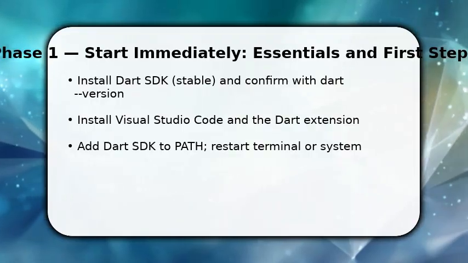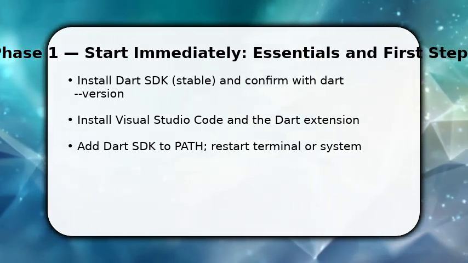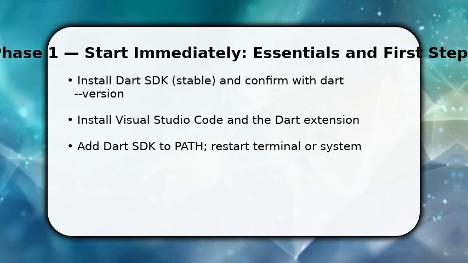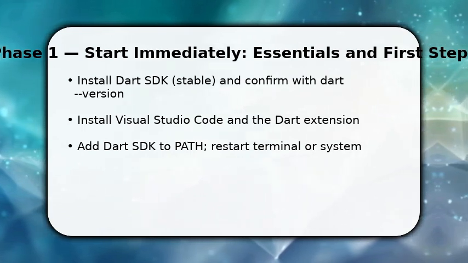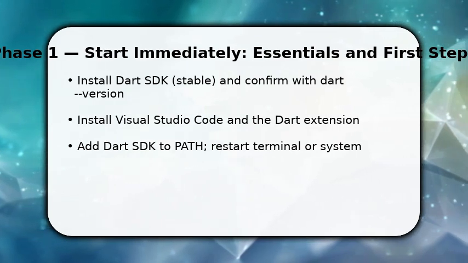You start by getting prerequisites installed so the editor and tools communicate. Install the Dart SDK, then open VS Code and add the Dart extension. That pairing gives you Analyzer, Formatter, and Run/debug.